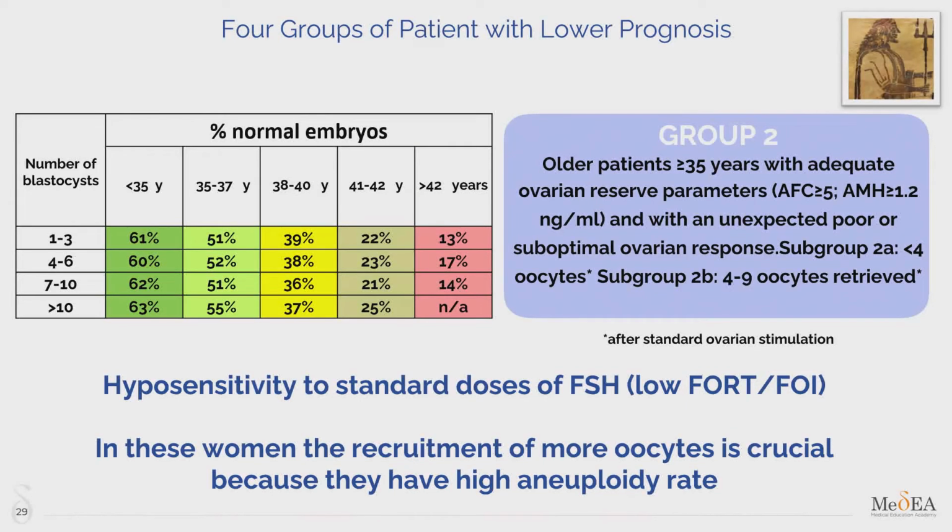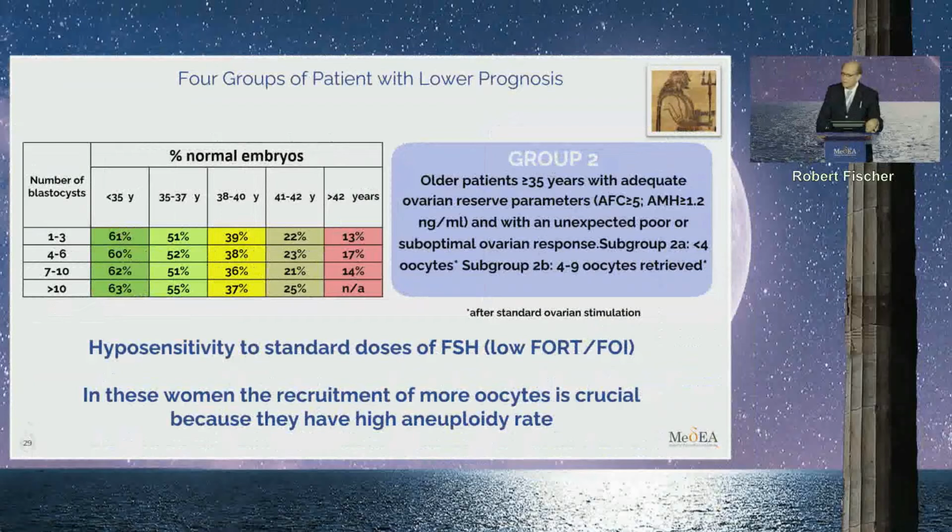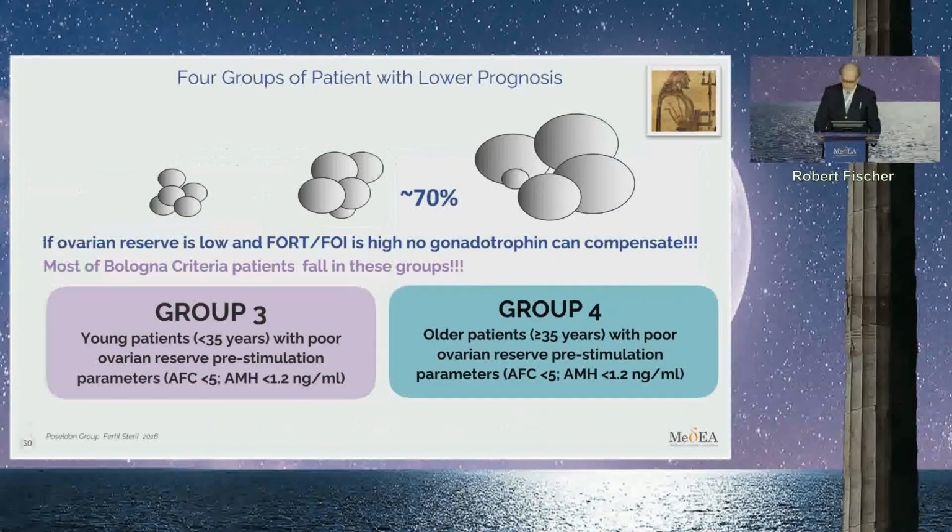So in these patients, the euploidy rate of the oocytes does make a difference. For that reason, we shall need more oocytes to recruit, and we have to see how we manage that, and Filippo will tell you a little bit more about that in the next presentation.